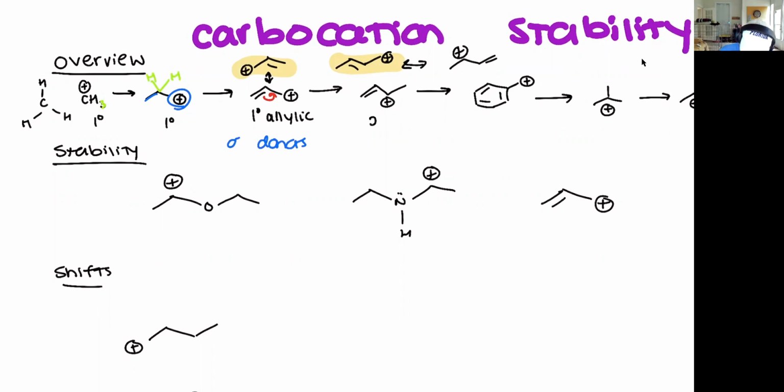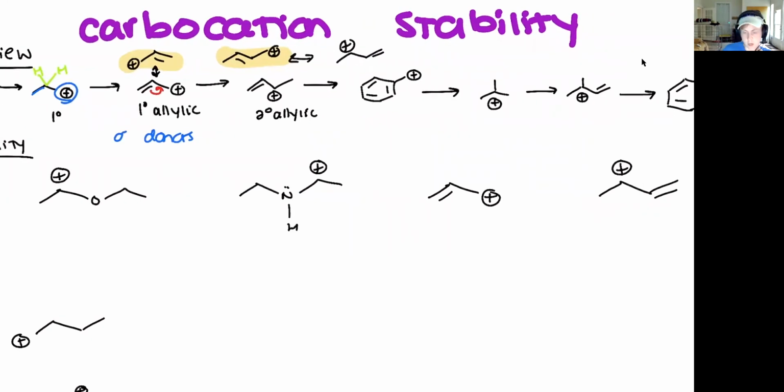Next up, we have secondary allylic. Again, you can draw the resonance structure if you like. Then the next one is kind of weird because we're back to primary. We had a secondary, but now we're back to primary. But in this case, it's primary benzylic.